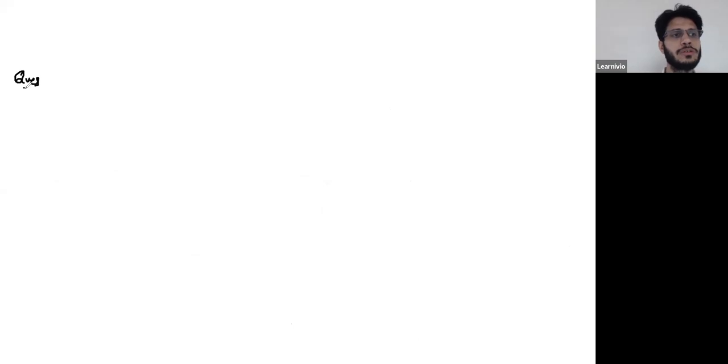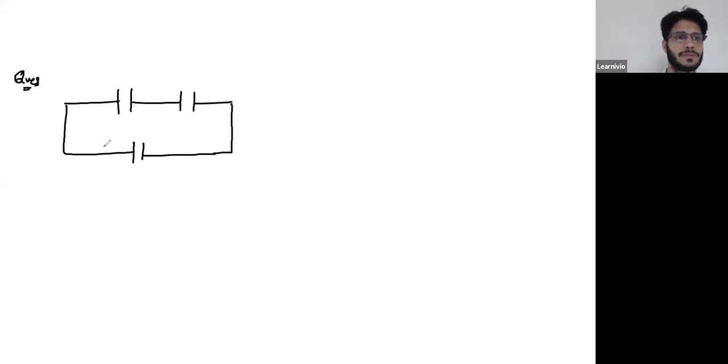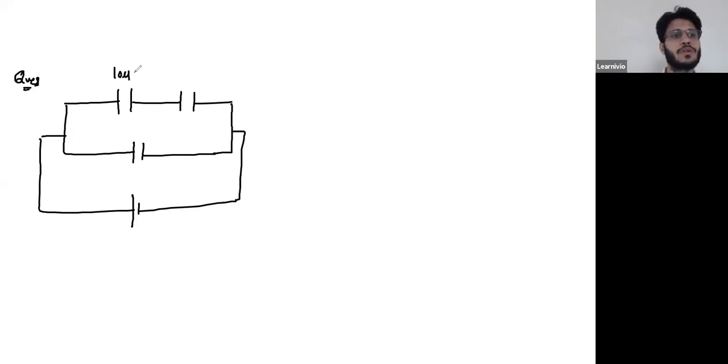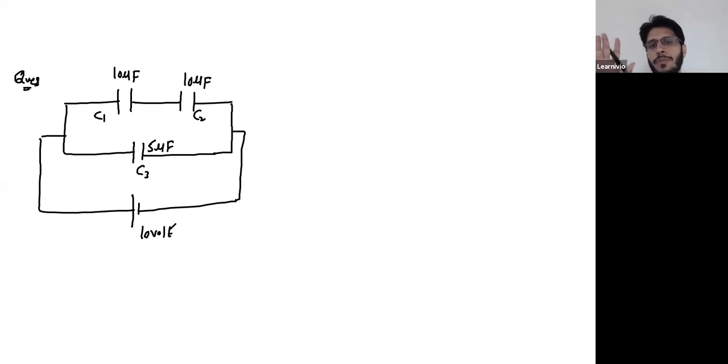So there's one homework question. You have a system of these three capacitors. This is 10 microfarad. This is 10 microfarad. This is 5 microfarad. I call this C1, this is C2, and this is C3, and this battery is of 10 volt. Just like the previous questions, you have to calculate all 7 parts, starting from C equivalent to energy, everything.